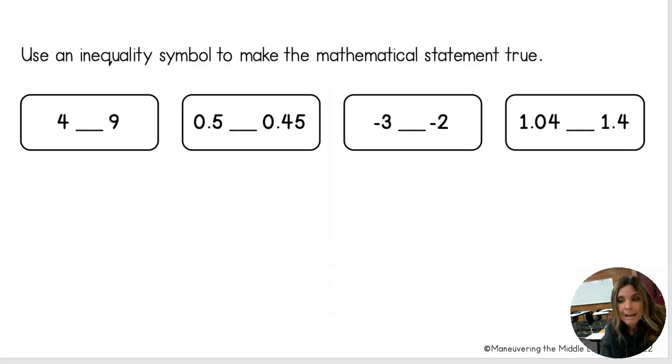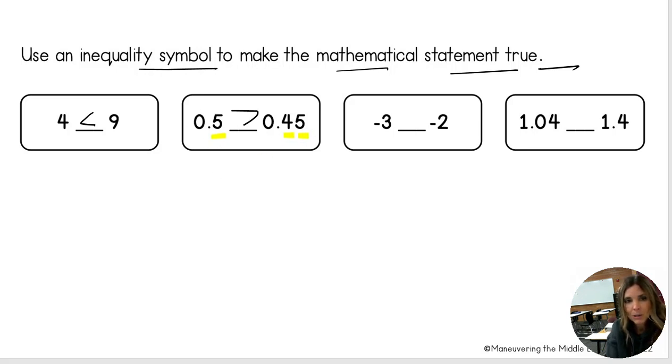Okay. So an inequality symbol is used to make mathematical statements true. So 4 is less than 9. That's the inequality symbol we would use. 0.5 is greater than 0.45. Even though this one has 2 digits and this one only has 1 digit, when we talk about which number is bigger, we want to compare by place value, and 5/10 is bigger than 4/10. So 0.5 is bigger than 0.45.